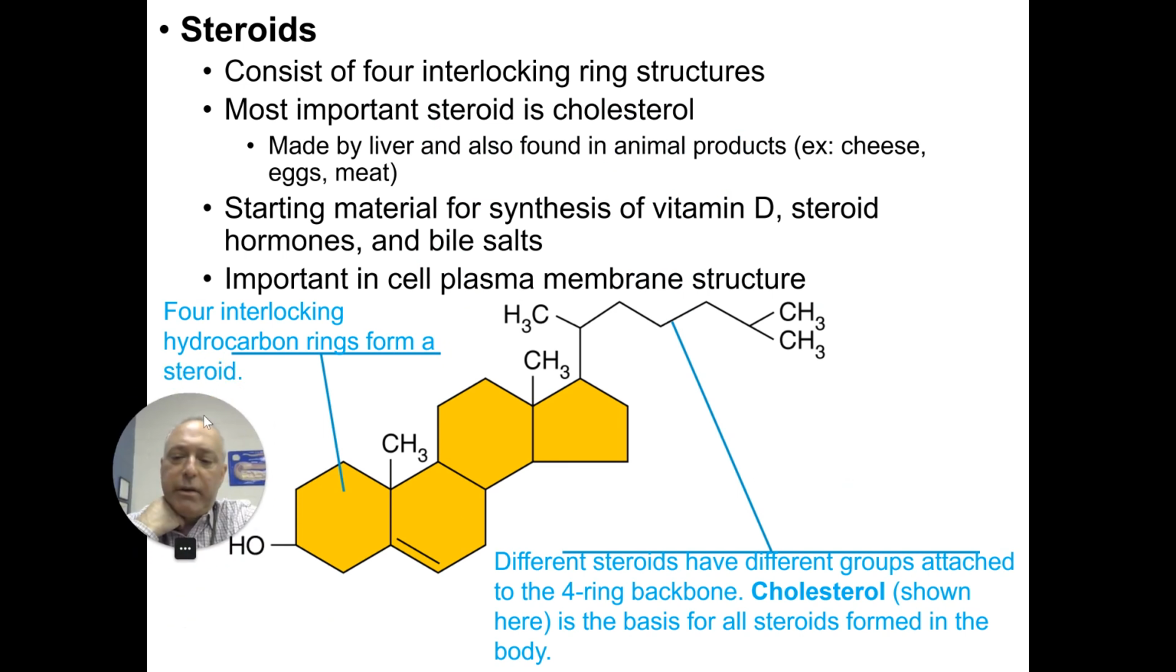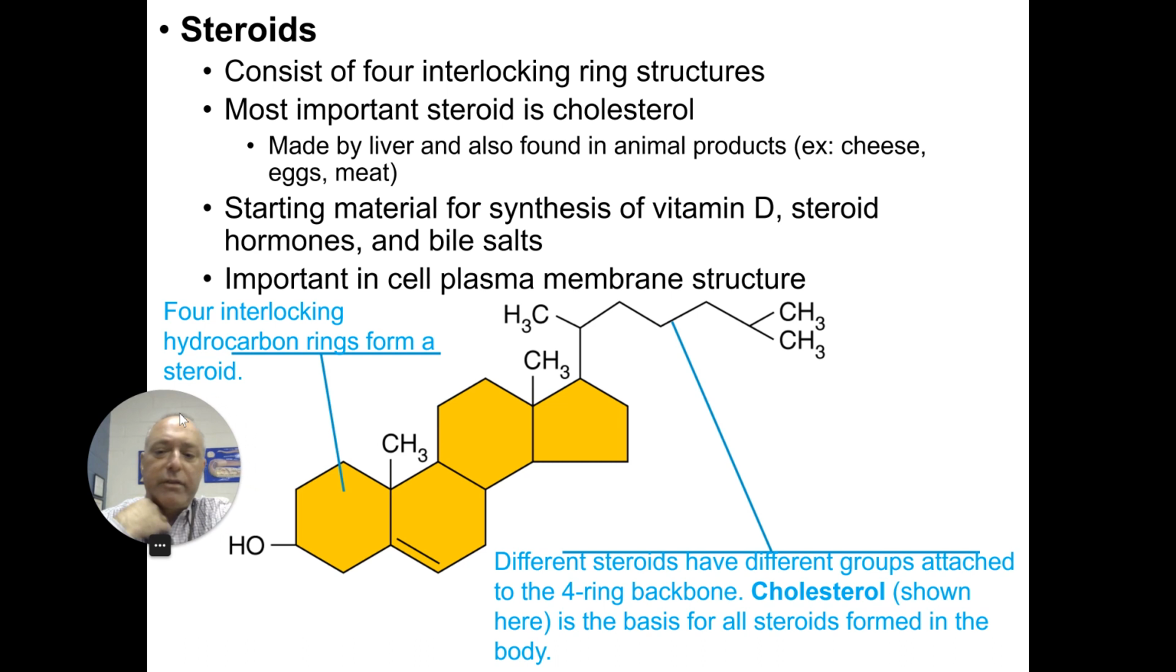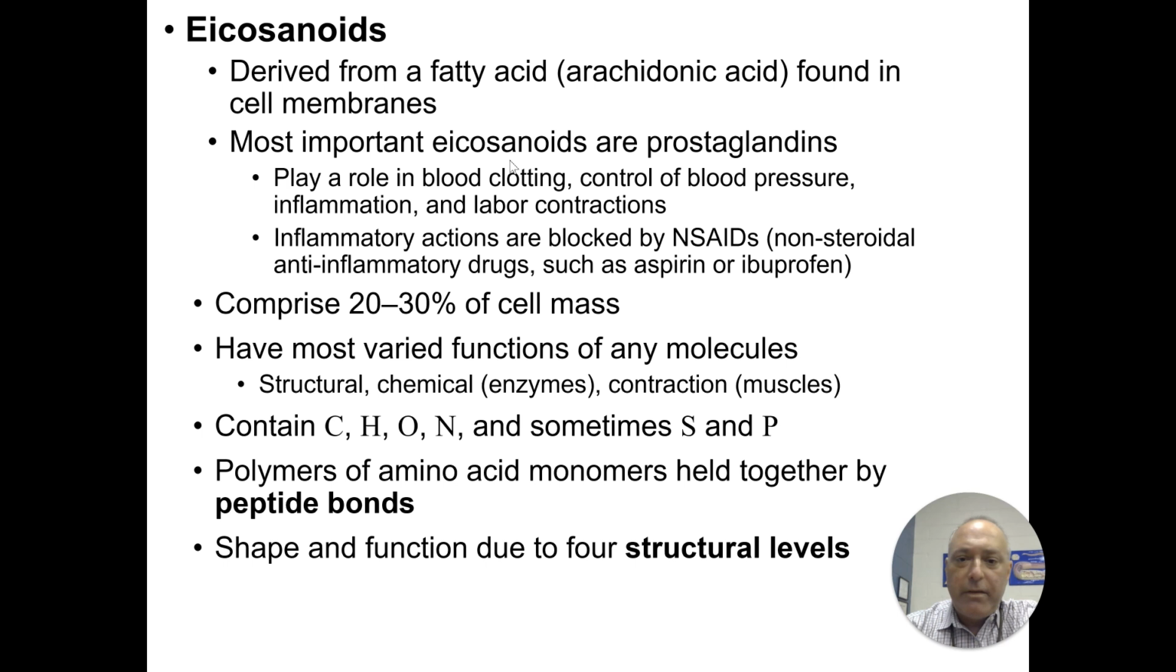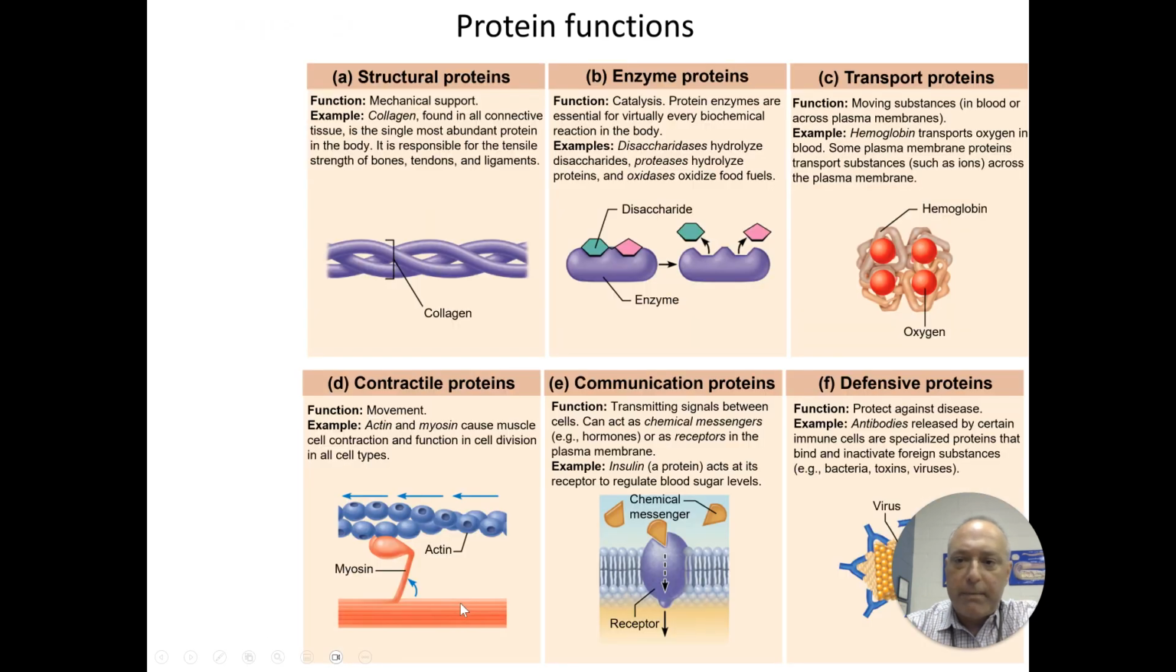Then we have steroids. Steroids are still fats, but they're a little different in structure. There are four interlocking hydrocarbon rings, so they've got this look to them. This happens to be cholesterol, but these are very important in membrane fluidity and other reactions. Okay, eicosanoids, these are very important fatty acids, prostaglandins, and they play a role in blood clotting. They're pretty important. All right.